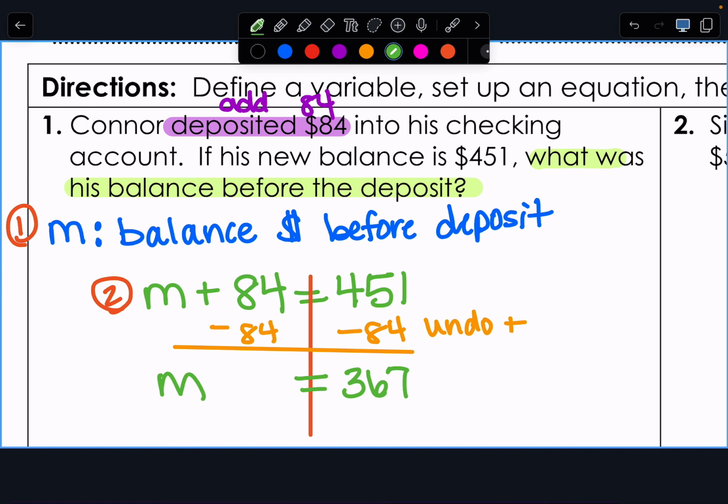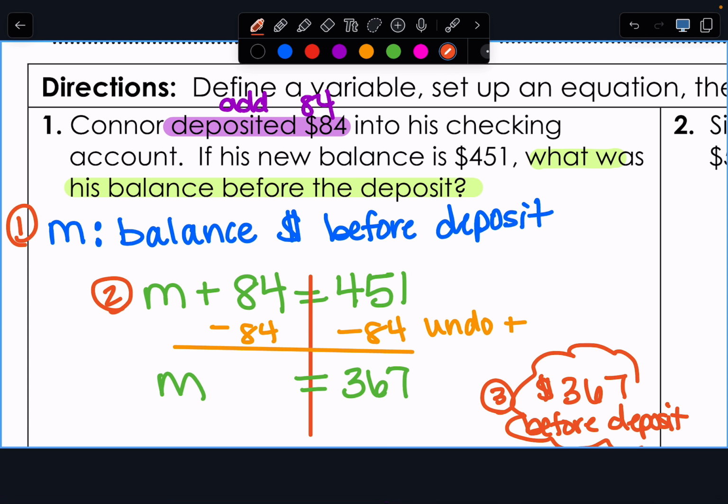Okay, do I want you to just circle that answer and be done? Yes. No. Yes. Okay. $367 before the deposit. Thank you, Rhea. $367 before the deposit. Okay, at least you have the dollar sign in front of your answer. At the very least you need that dollar sign in front of your answer.